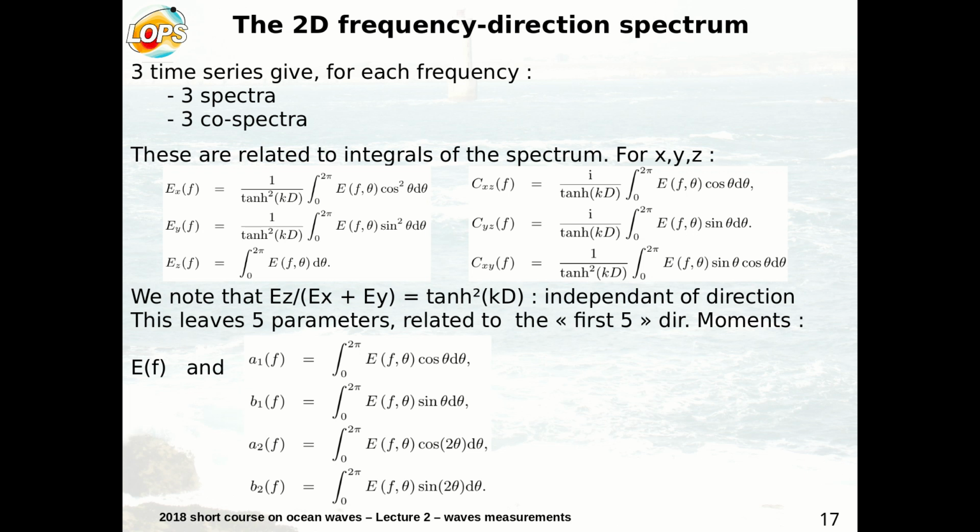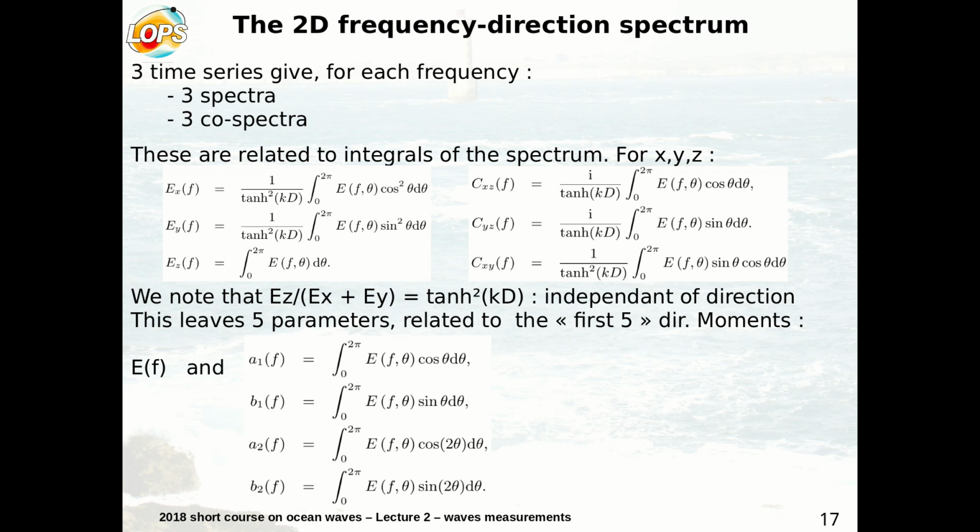And on top of these 3 spectra, you can also compute what's called the co-spectrum. And the co-spectrum is a complex quantity, which is just the Fourier transform of one quantity times the complex conjugate of the Fourier transform of the other quantity. So if you take the X spectrum and the Y spectrum, you mix them together, and you get the co-spectrum.